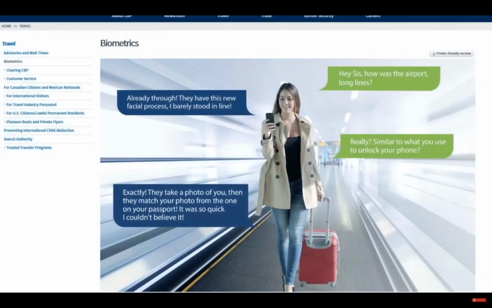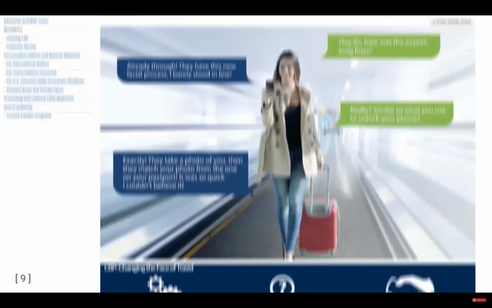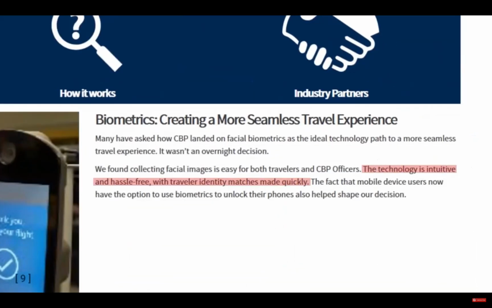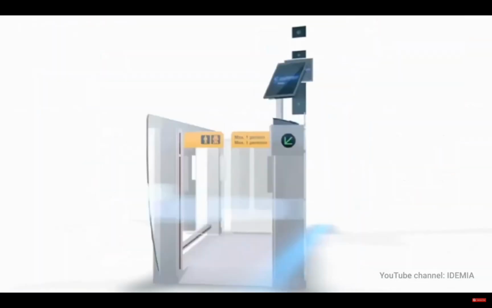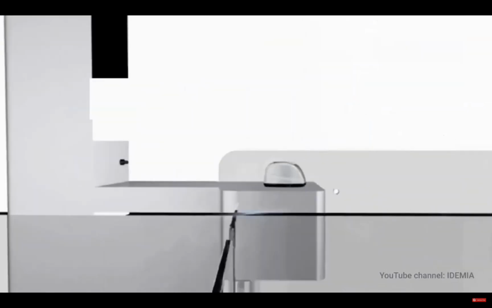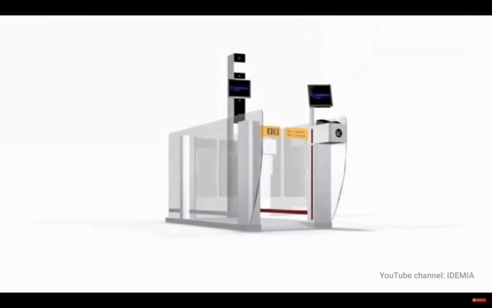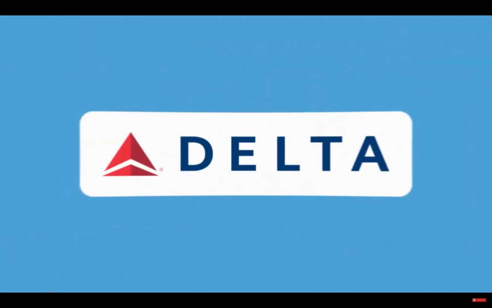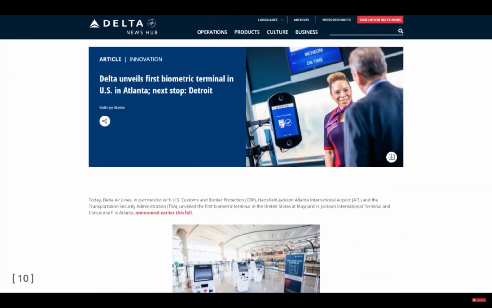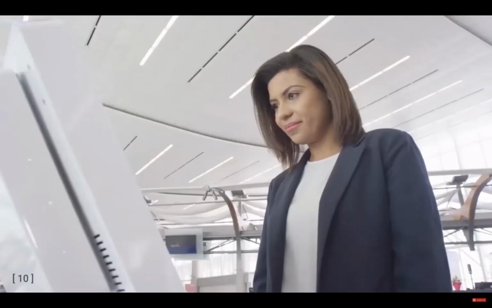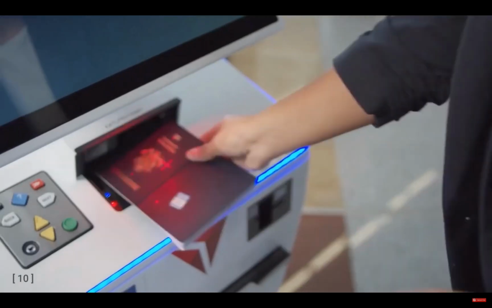Why is it needed? Government agencies such as the U.S. Customs and Border Protection stress that the technology allows for creating a seamless traveler experience that's faster and safer. Numerous airlines are either piloting or already using biometric gates in selected airports. Delta is one of them. In November 2018, the airline opened a biometric terminal at the Atlanta airport. The airline claimed the terminal is the first of its kind in the U.S.